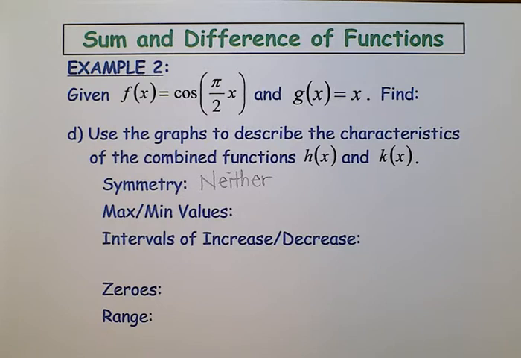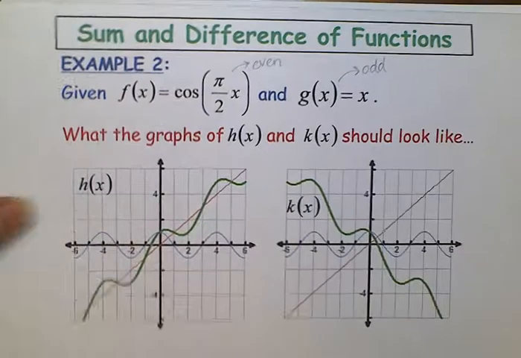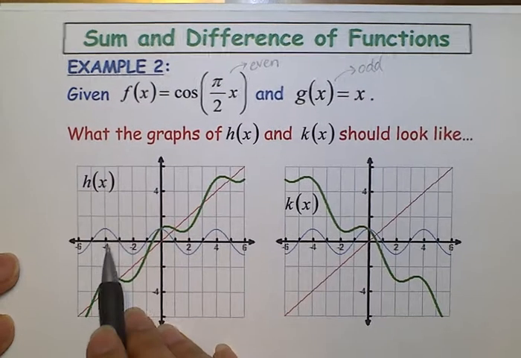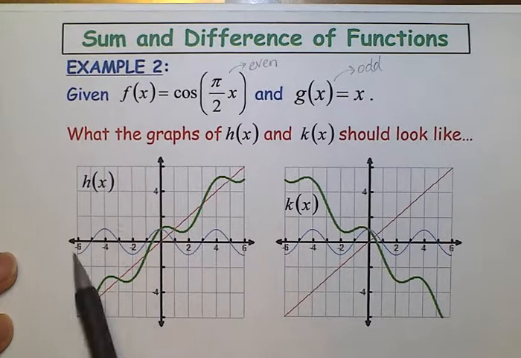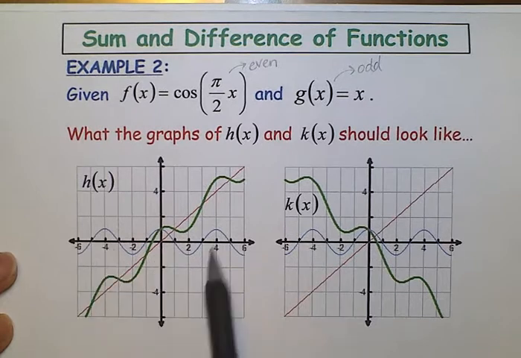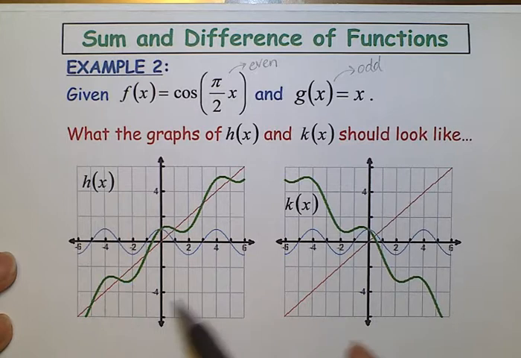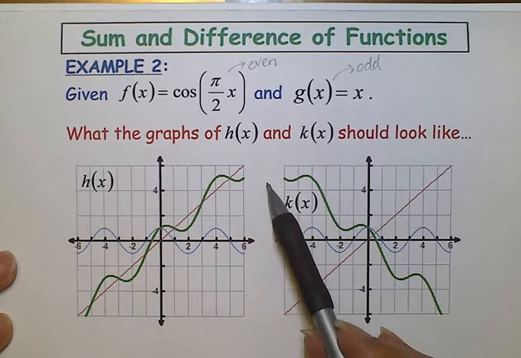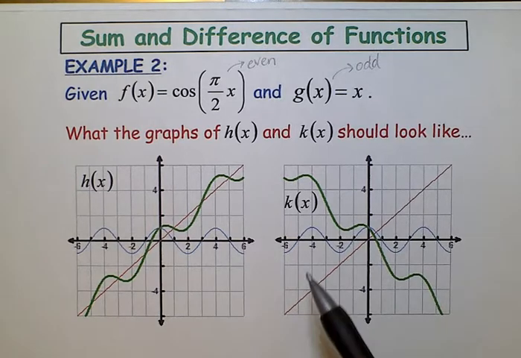Okay, max and min values. Because the original cosine function that we're looking at for f of x had local maximums and minimums, even though they didn't exist for the linear function, the combined functions, whether we were adding them together or subtracting them, end up having local maximums and minimums as well.